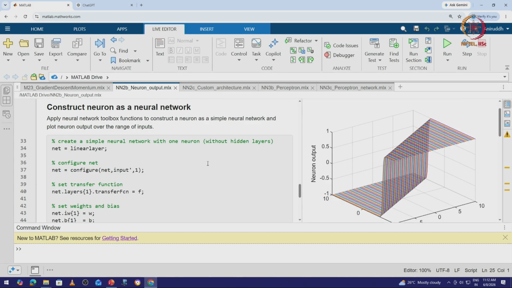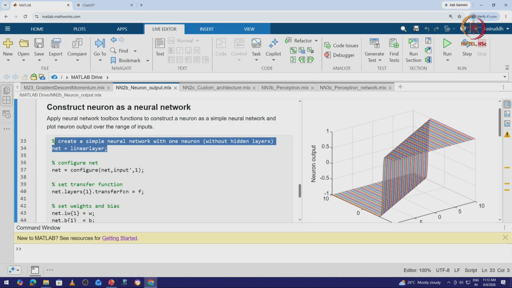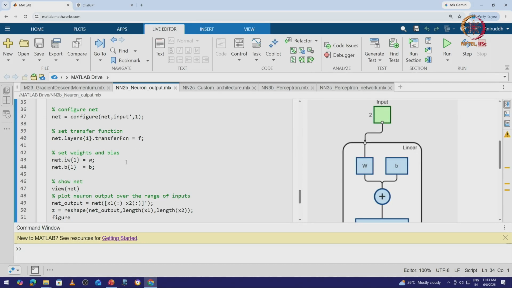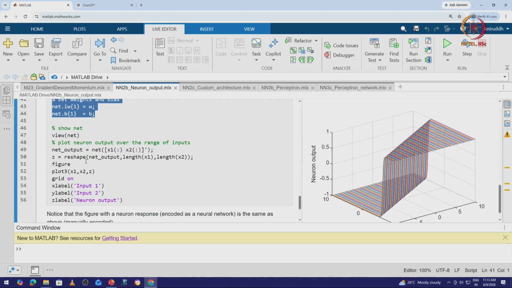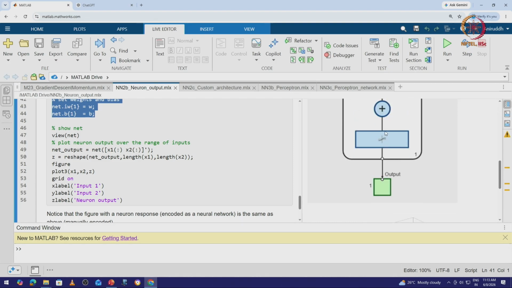Now this is a construction of a neuron using a specific toolbox from MATLAB. In this particular MLX file we first define the network, which is a linear layer. Once we have a linear layer we configure or initialize the network. Finally we define the activation function, the weights and biases, and then we generate a corresponding plot. This plot is the one we discussed earlier, which is the representation of the neuron.